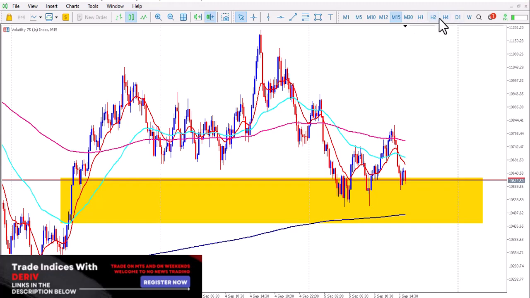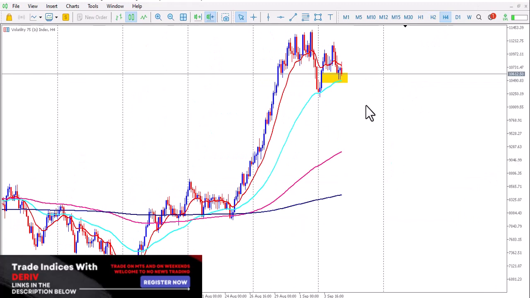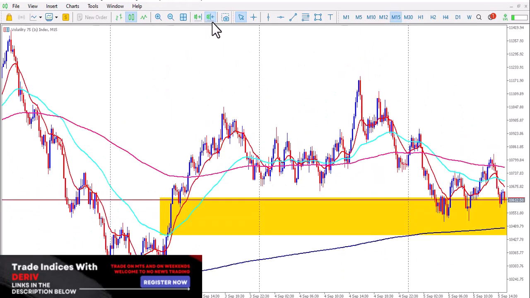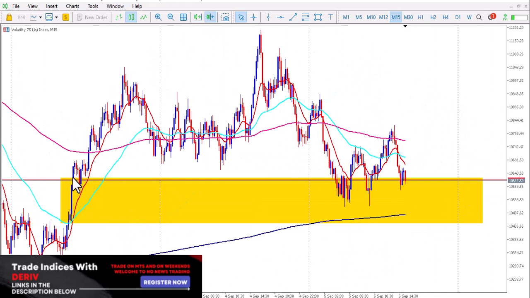So if you get a fair value gap on H4 like we have done here, you go to the M15. I want you to be looking for a fair value gap inside this yellow box, in this region. Rest assured, the fair value gap that you are going to find on the M15 is going to be smaller than the fair value gap that you have on the H4. So in this case, we have this one here. We have this one right here.